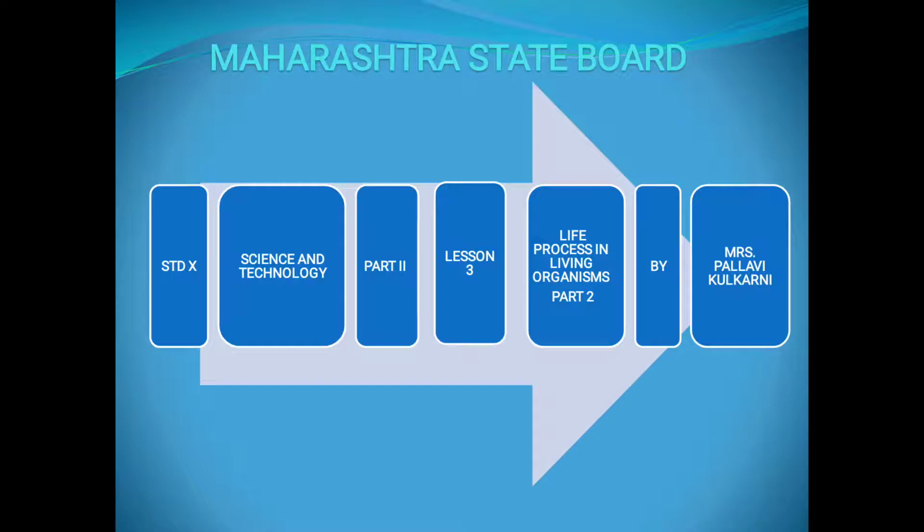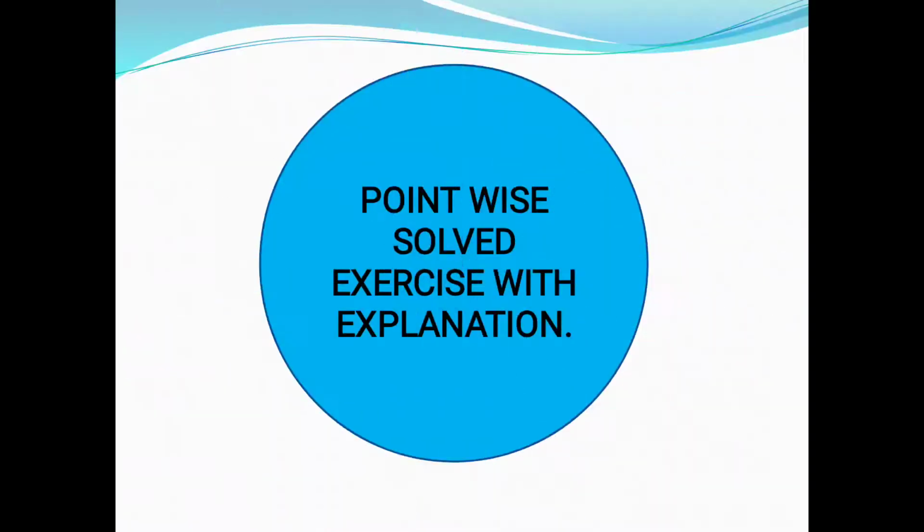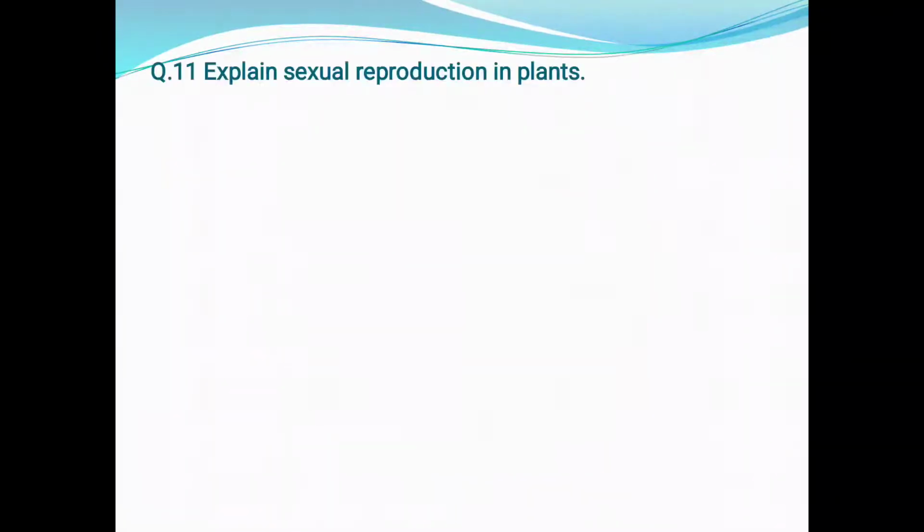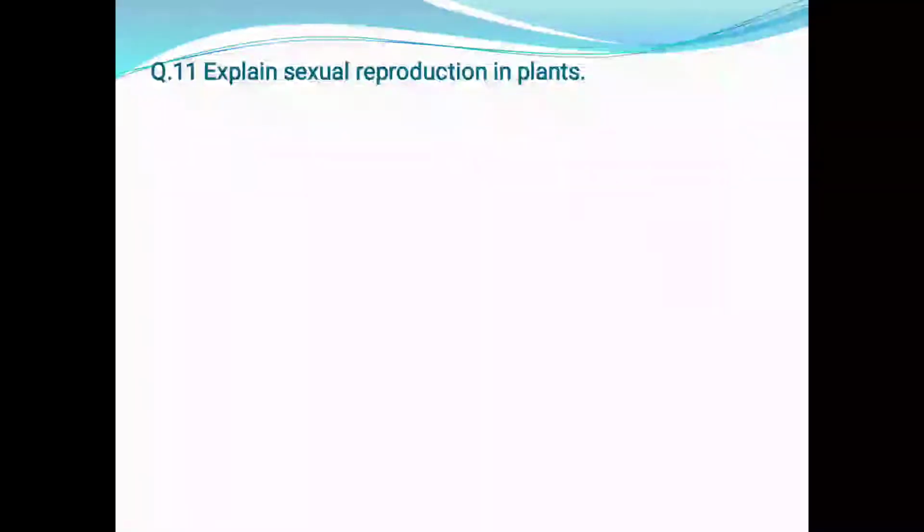Again, we are going to learn one more important point from the lesson Life Process in Living Organisms Part 2, which belongs to Standard 10. Today we are going to learn sexual reproduction in plants. See, one question is there, question number 11: Explain sexual reproduction in plants. We will see the details of the process here in this video.